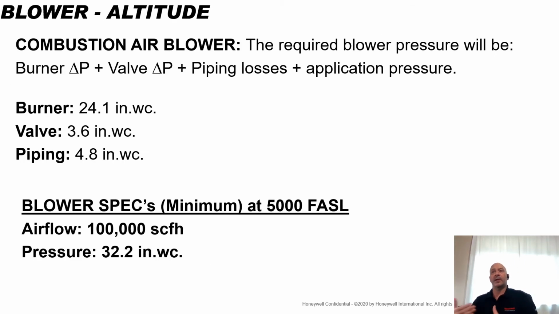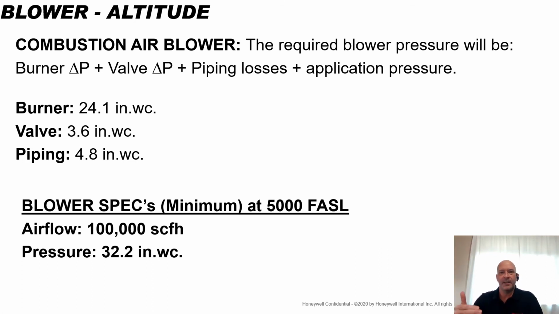So when we come to our blower, again, it's going to be the addition of not only the burner pressure or pressure drop, same thing for a static chamber, but our valve pressure drop and any piping losses, and again, application pressure. In this case, our burner delta P is increased to 24.1. Our valve is now 3.6 and our piping is 4.8. This is assuming we didn't change any piping. You may upsize your valve a little bit, but 3.6 isn't too bad. But piping, maybe increase it a size and take that pressure drop back down to 4 or 3 or something like that.